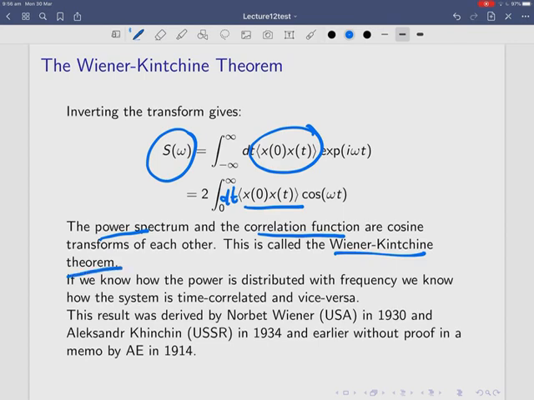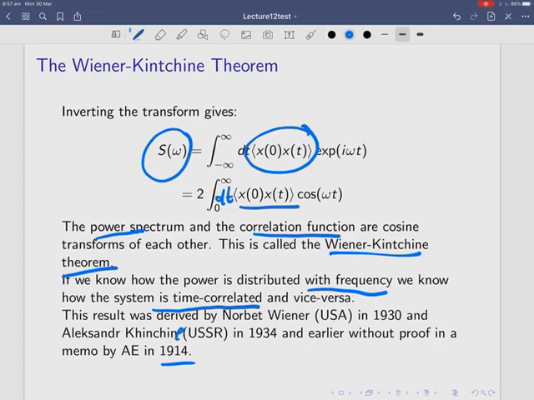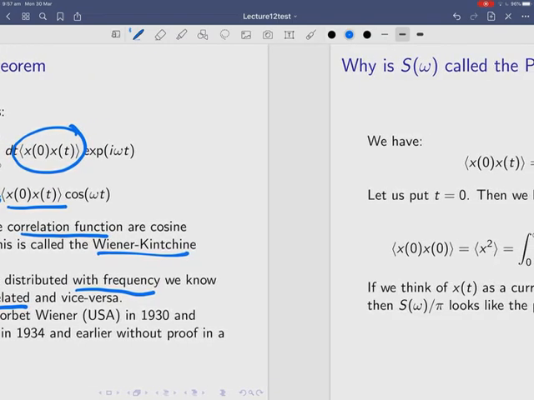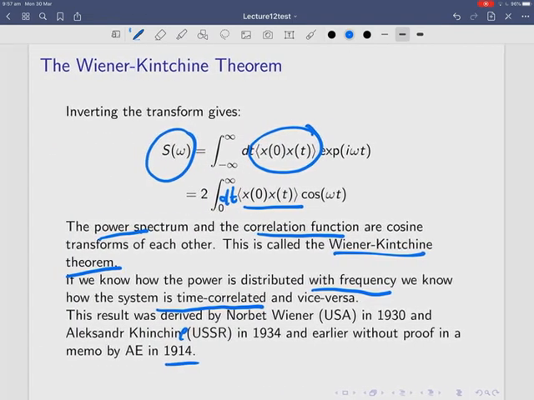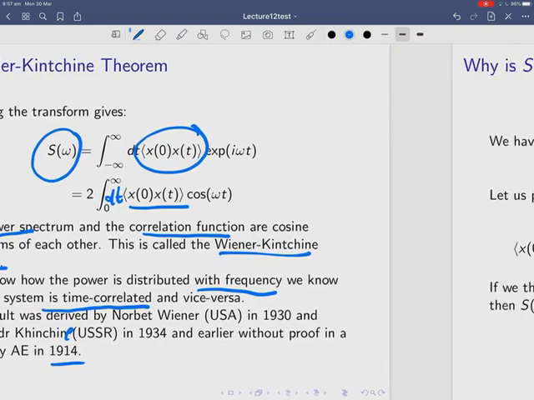And put another way, if we know how the power is distributed with frequency in the system, we know how the system is time correlated. So the distribution of power with frequency tells us something about how the system is behaving with itself with time. This result was derived by Norbert Wiener in the US in about 1930, and Alexander Khinchin in the USSR in about 1934. But in fact, Albert Einstein had already derived it in 1914 and kept the note in his desk. So it's a fairly fundamental theorem, although Einstein didn't feel like publishing it at the time. Right, so that's the Wiener-Khinchin theorem. It just relates the correlation function to the power spectrum.